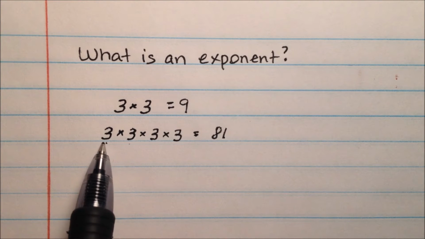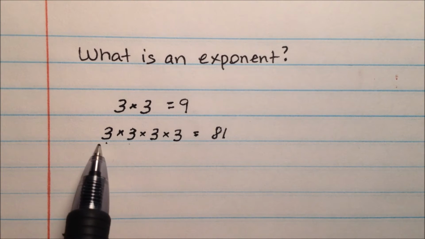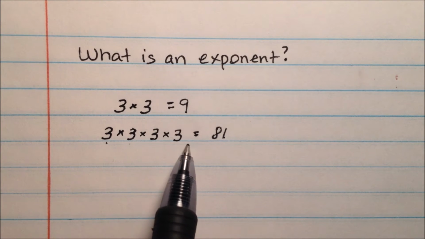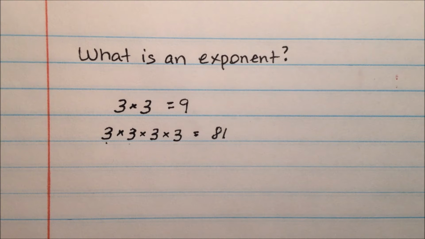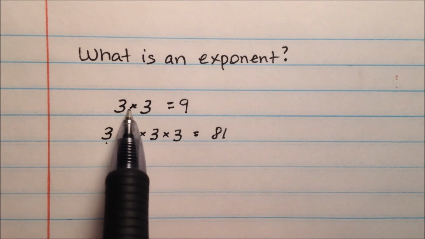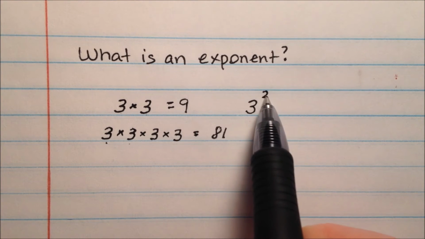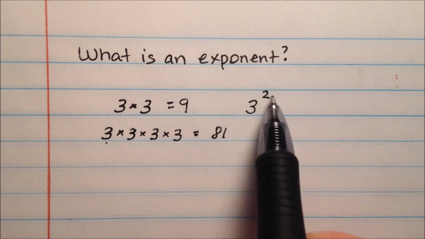But instead of writing this out this many times, we call this expanded form when we write 3 times 3 times 3 times 3, because it shows all the numbers we're multiplying together. However, when you multiply the same number by itself over and over, we can use an exponent to shorten what we have to write. So instead of writing 3 times 3, we can say 3 to the power of 2, or we say 3 squared.